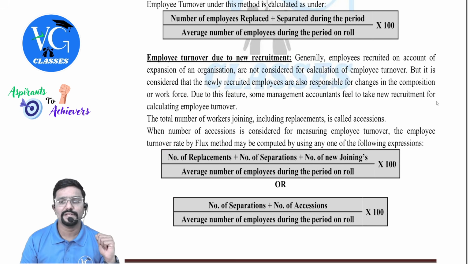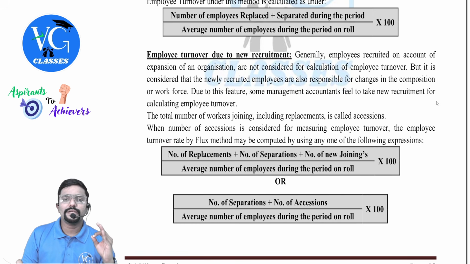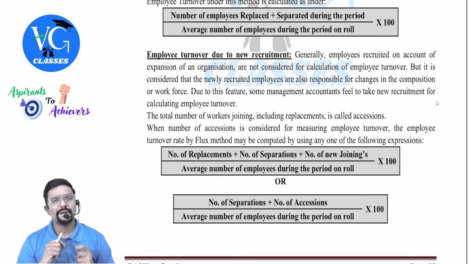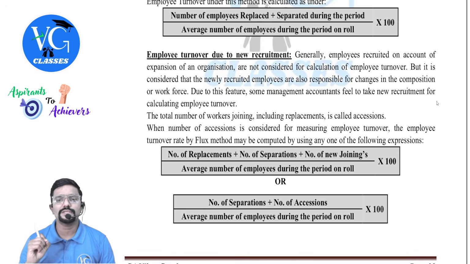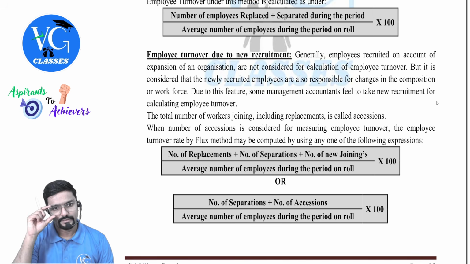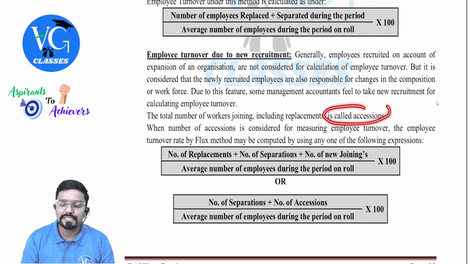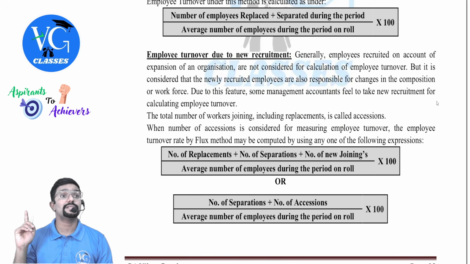What is it? First we will see. Explanation I have given. Employee turnover due to new recruitment. Generally, employees recruited on account of expansion of an organization are not considered for calculation of employee turnover. But it is considered that newly recruited employees are also responsible for changes in composition of the workforce. Due to this feature, some management accountants prefer to take new recruitment for calculating employee turnover. The total number of workers joining, including replacement, is called what? Accessions. That is, in one of the examples I gave, 120.